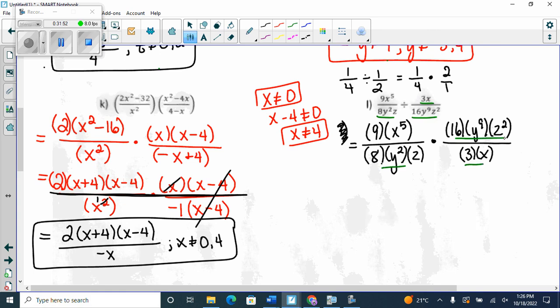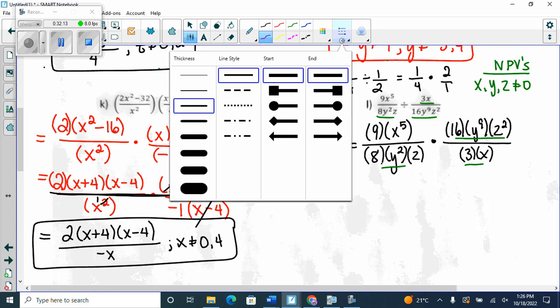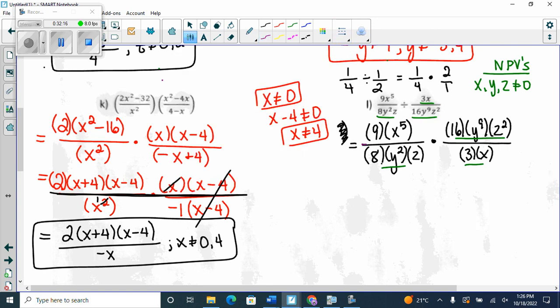And remember, monomials are the easiest NPVs to state, because it's just whatever variables are there, they can't equal 0. So I have a y, a z, an x, a y, and a z. So I basically have x, comma y, comma z, can't equal 0. And then I'm just back to the previous questions. I have a multiplication statement. Draw myself a really long line.